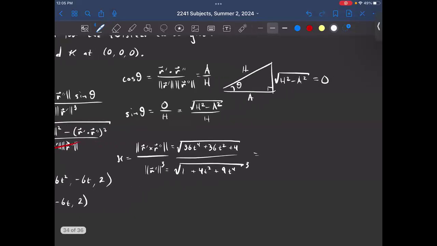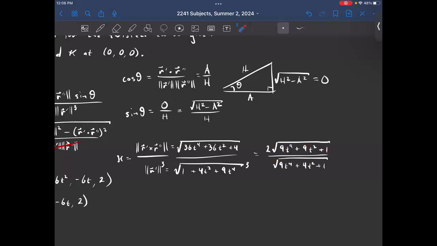So I have, let's see, can I factor anything out? These terms all have a 4 common to them. Otherwise, I'm not sure I can simplify much. So we have 2 square root of 9t to the fourth plus 9t squared plus 1 divide by square root of 9t to the fourth power plus 4t squared plus 1. And that's about all I can think of to simplify this. Maybe you could put the roots together into one root if you wanted. I don't care that much.